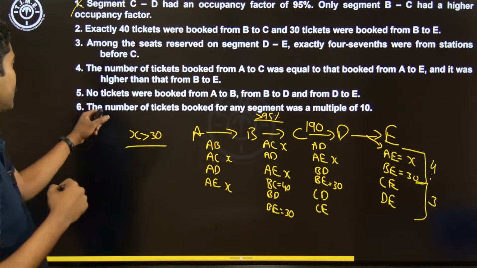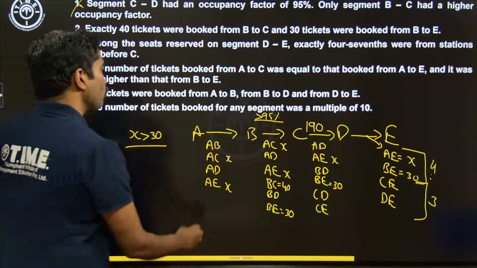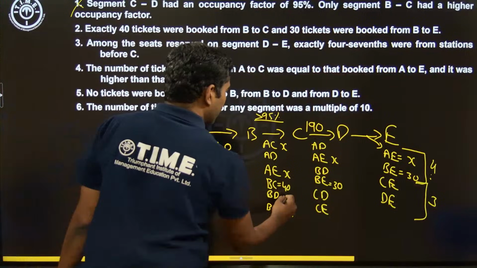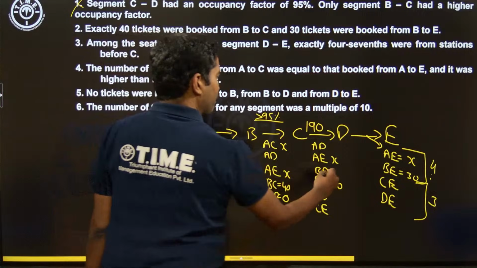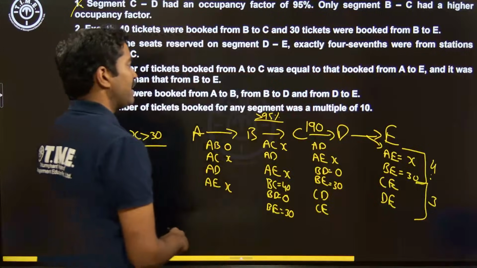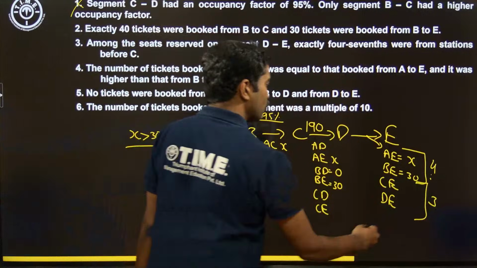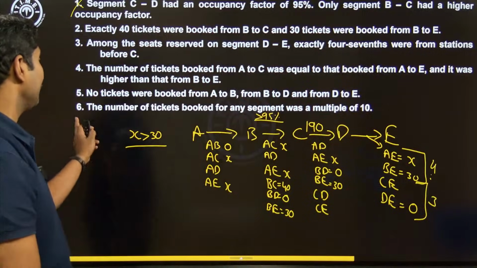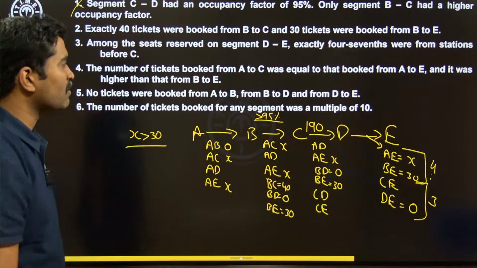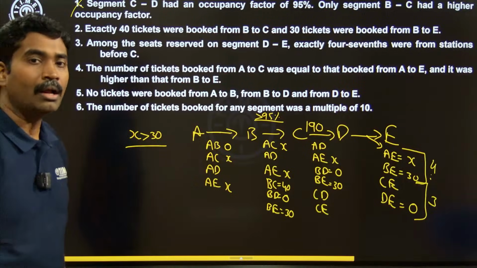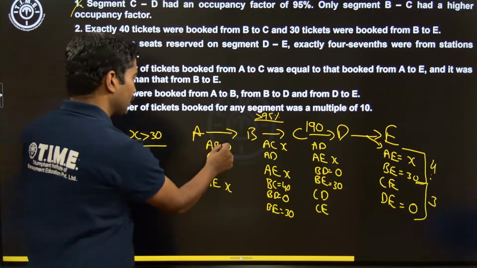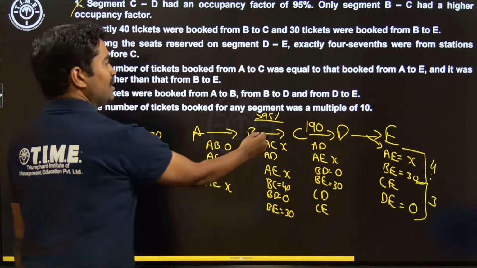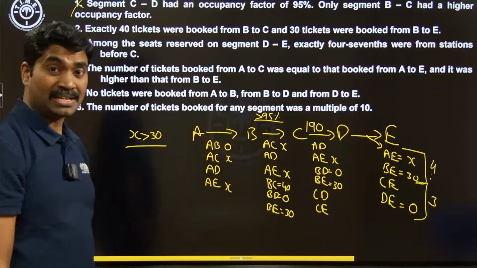All right, next, no tickets were booked from A to B. Okay, A to B is 0. From B to D, B to D is 0. And from D to E, D to E is also 0. Done. The number of tickets booked for any segment was a multiple of 10. All right. For any segment, all these values should be multiples of 10. I see 40s, 30s, 30s, which means this total should also be a multiple of 10.